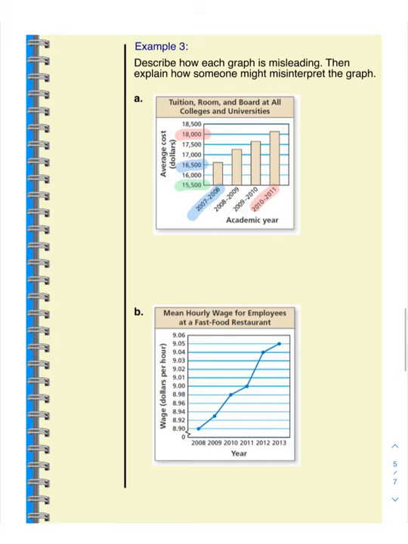So how this graph is misleading is because the y-axis begins at 15,500, making the increase look much more dramatic than it actually is. It looks like it doubled in 4 years, but it barely increased by 1,500.